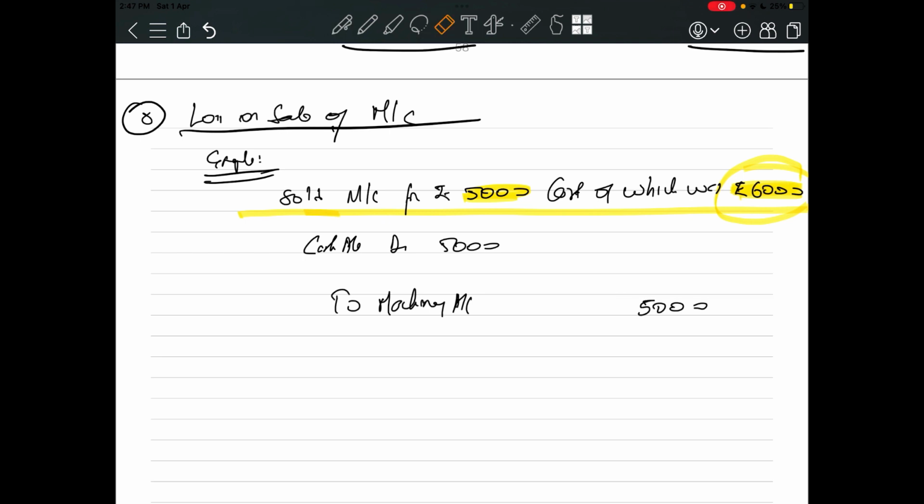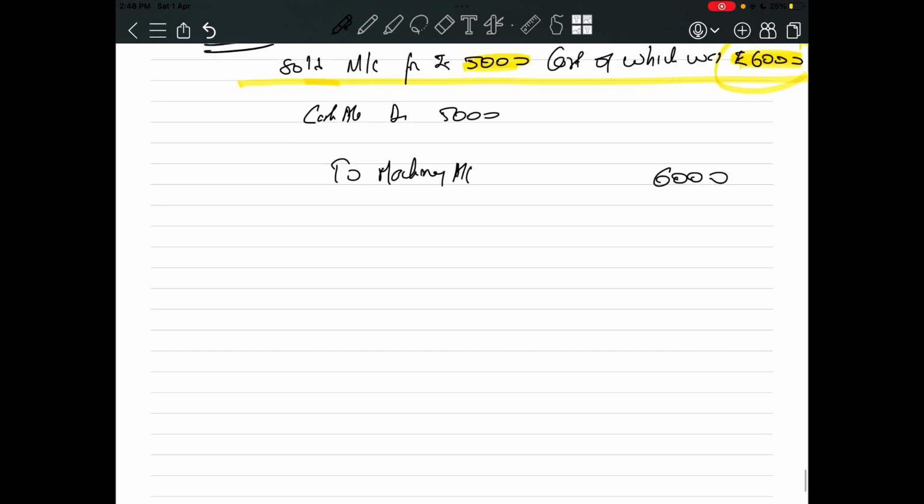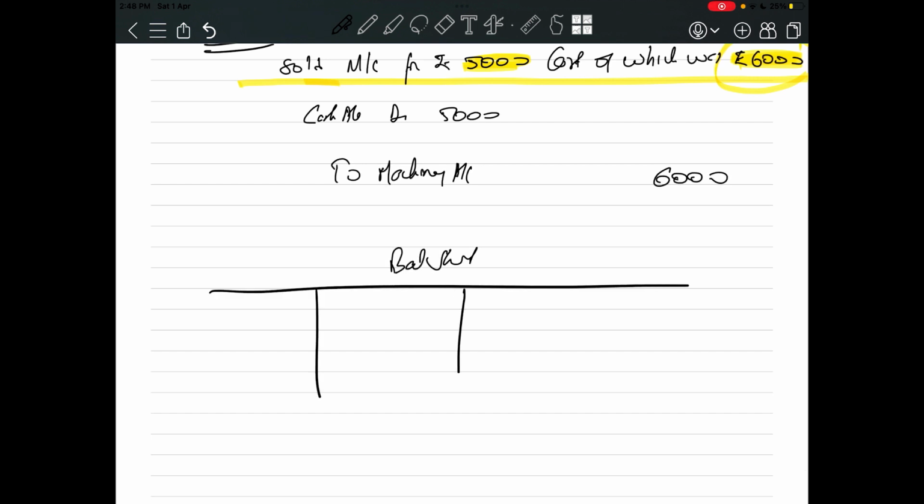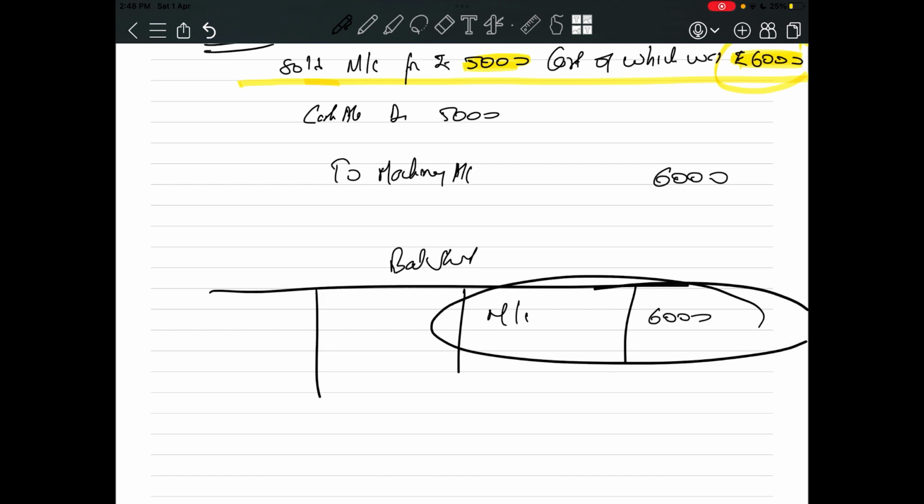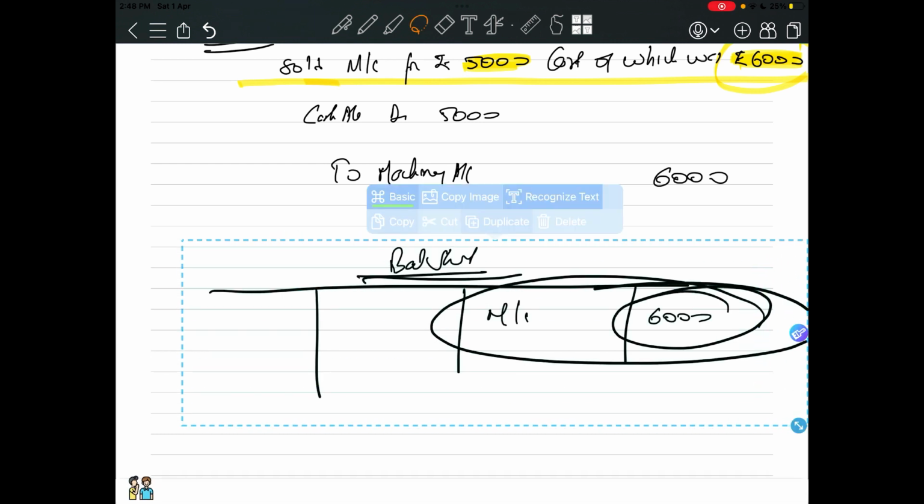No, I cannot write 5,000 here. I will have to write 6,000. Why? Because of the book value. If you see your balance sheet, the value of this machinery in your balance sheet is 6,000 rupees. Now this entire machinery is sold. The machinery is 6,000, so I cannot write 5,000. I have to take the book value. I have to see what's the book value in the balance sheet. Simple.